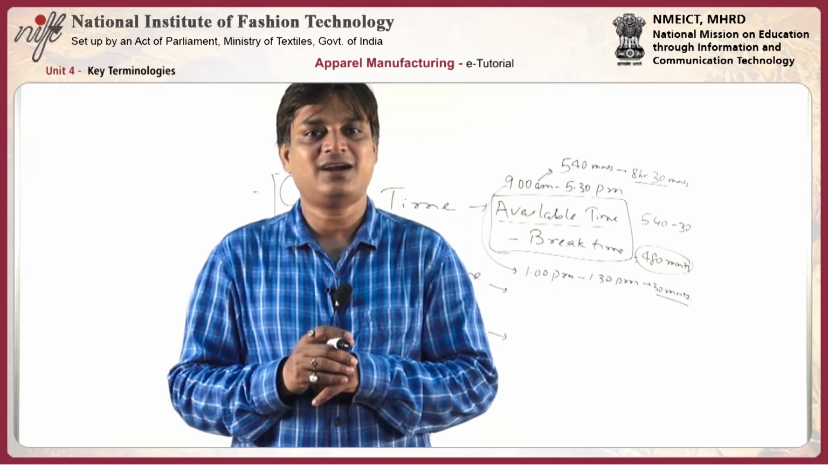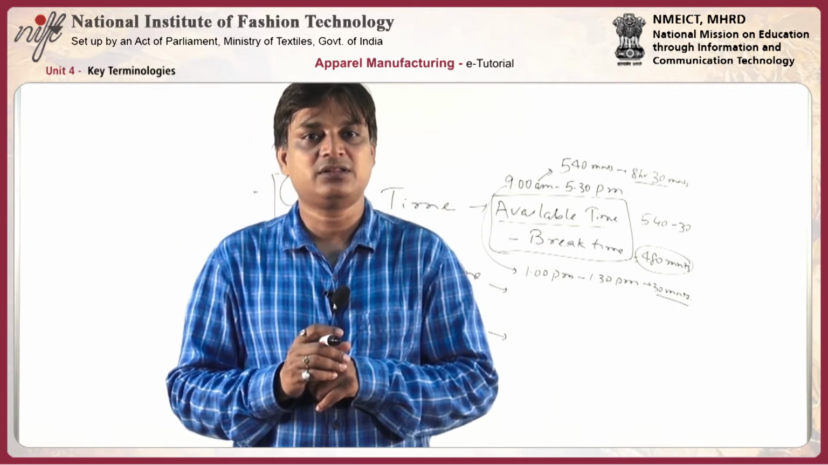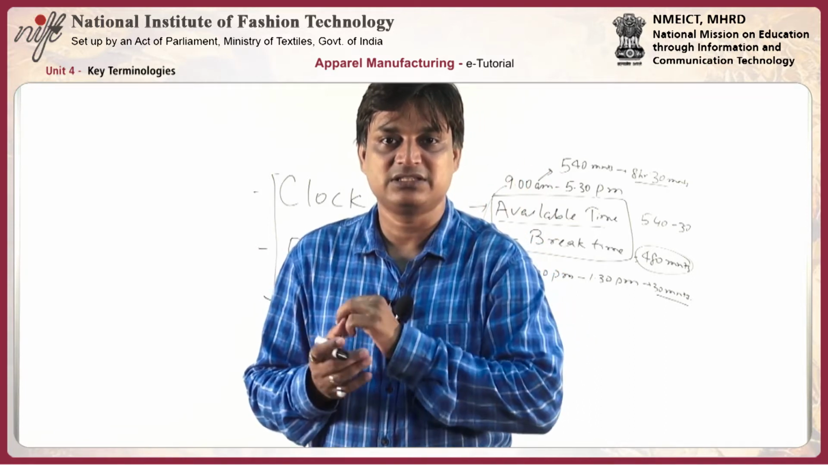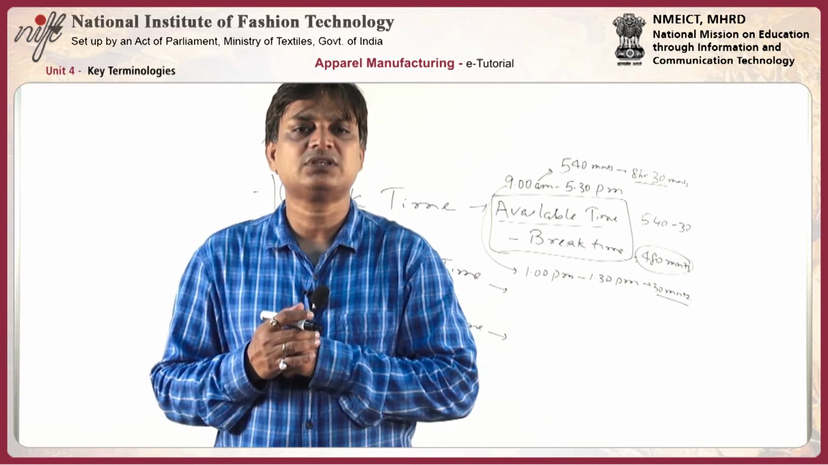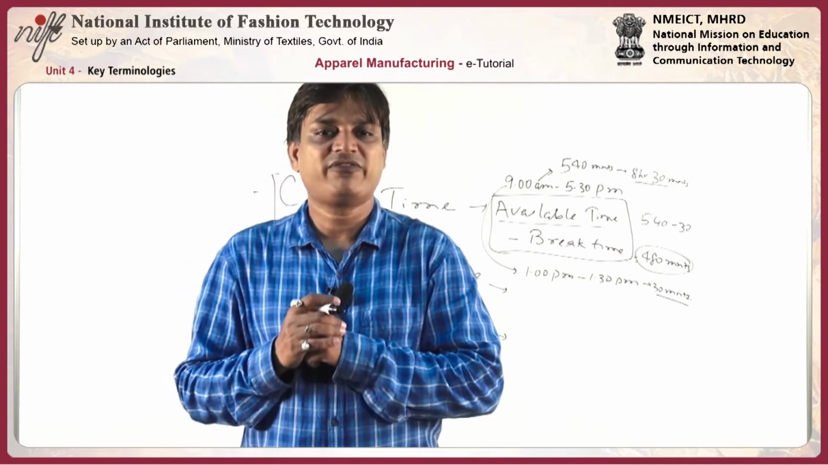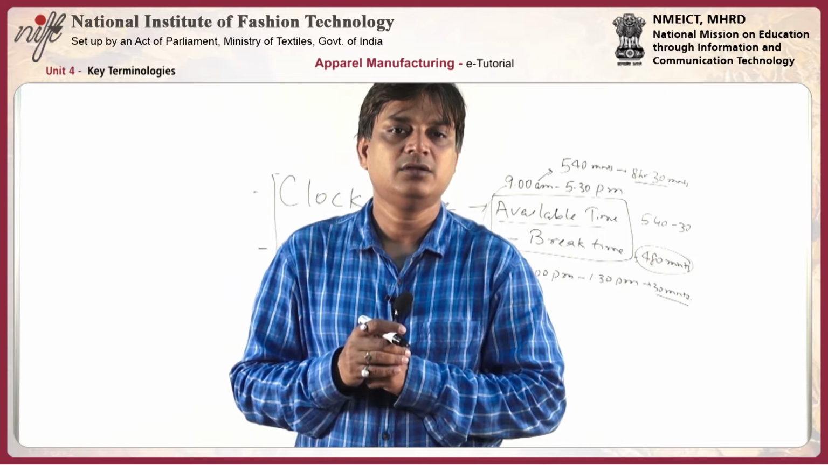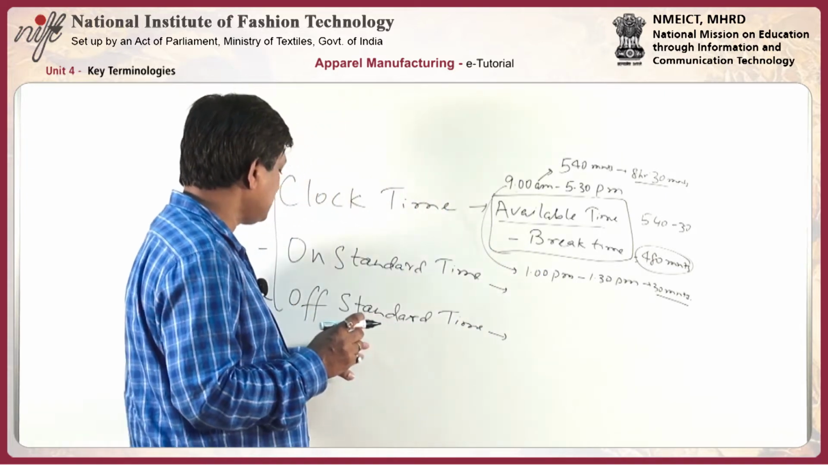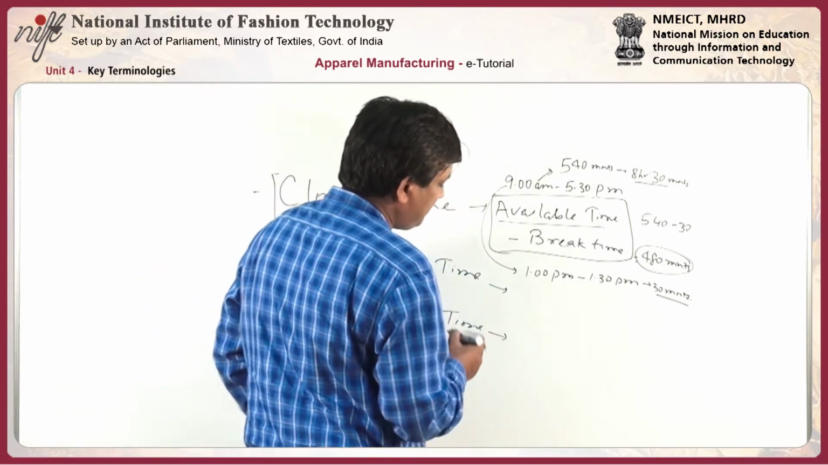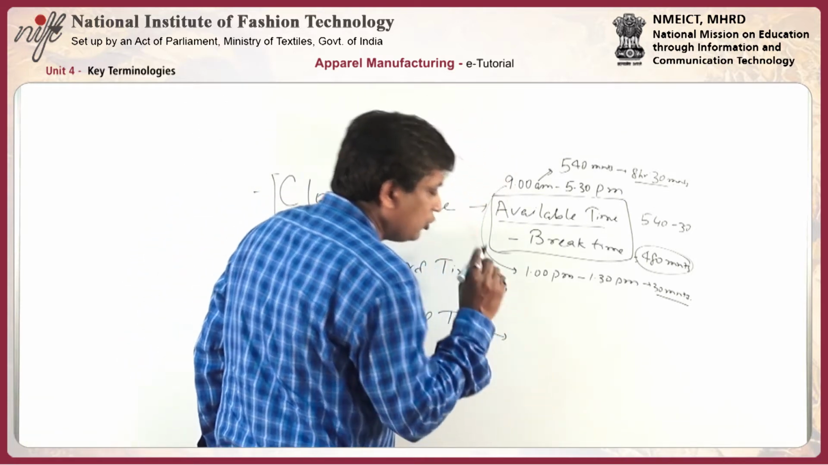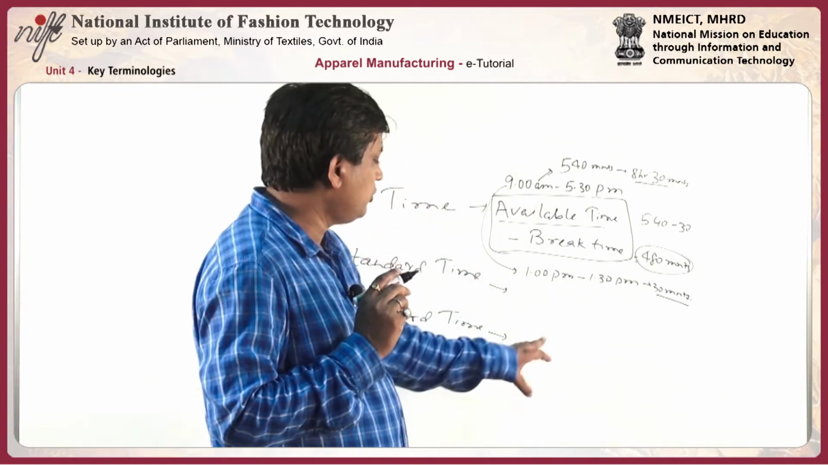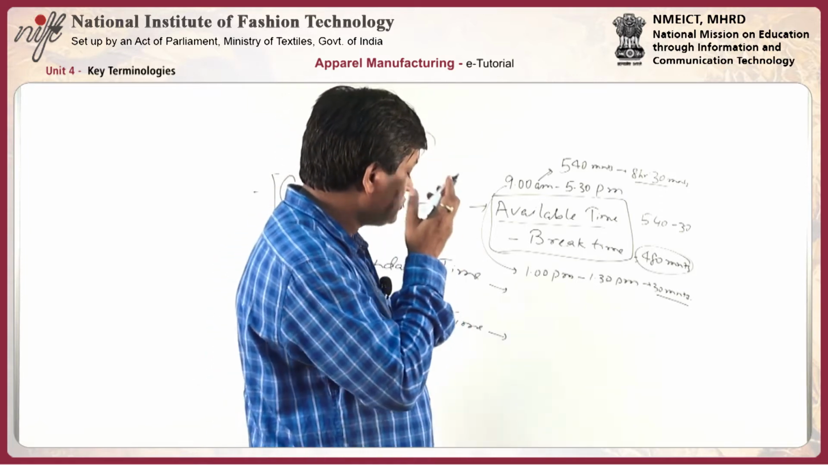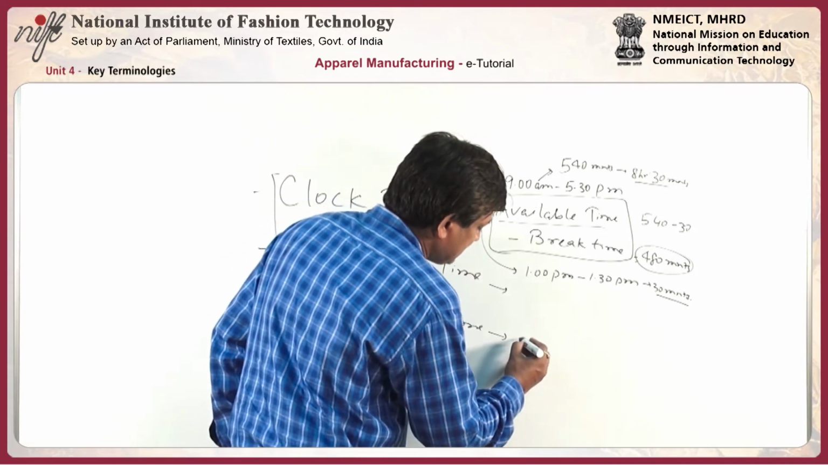Those factors are the time span during which no productive work is done. The examples of these factors are power failure, machine breakdown, or doing repairs for someone else. So it can be the off-standard time. The moment we talk about off-standard time, it is the time when no productive work has been done. So if no productive work has been done, that time comes under the off-standard time.